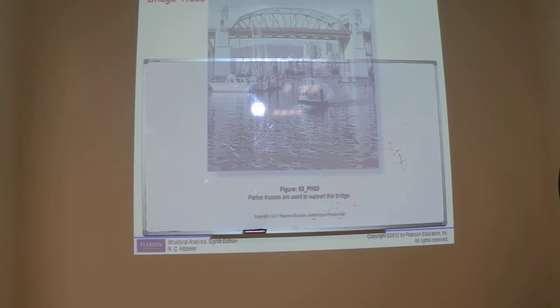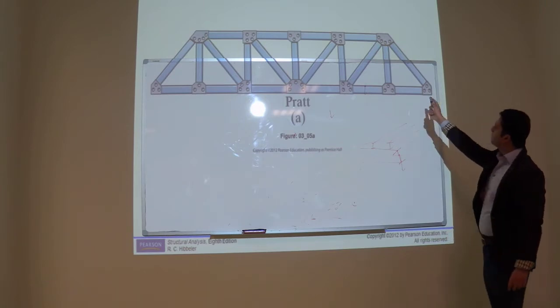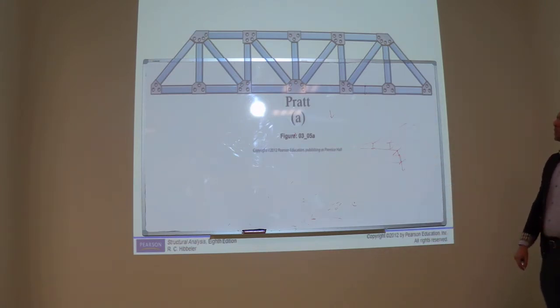It is a through bridge truss. A through bridge truss is a bridge truss in which the traffic is passing through the bottom chord of the truss. A truss has two chords, bottom chord and top chord. So this type of bridge truss is known as a through bridge truss. This is a Pratt bridge truss.